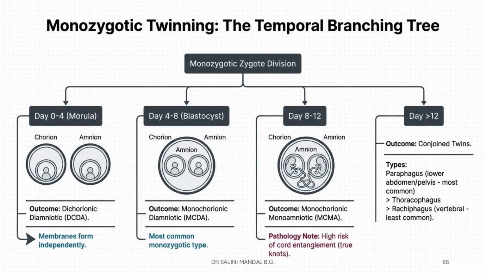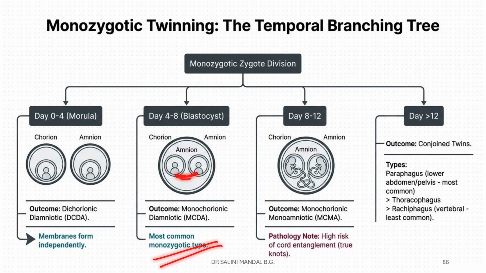Next is about the multiple pregnancy. Just remember that from day 0 to 4, if the fusion occurs in the multiple pregnancy, we are going to get a dichorionic diamniotic. Dichorionic, because the fusion has not occurred in day 0 to day 4, so membranes are formed independently. But from day 4 to 8, there's already a fusion, so we are going to get a monochorionic but diamniotic, 2 amniotic.